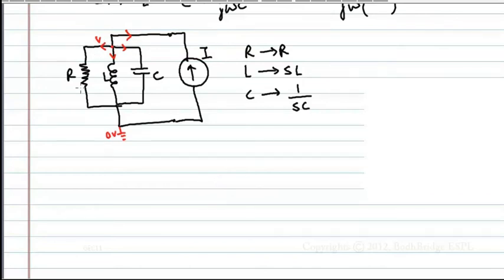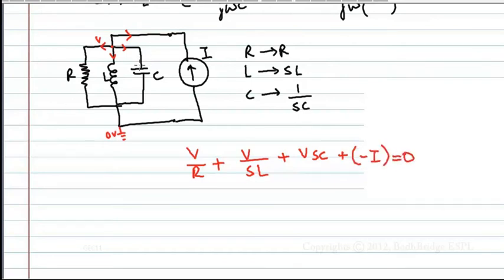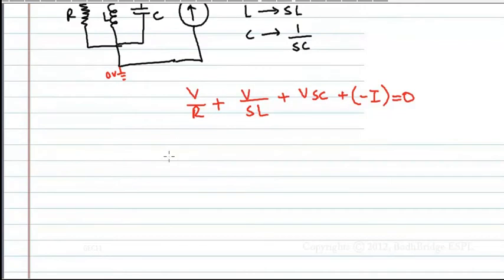The current leaving through R is V by R, plus V by SL, plus V into SC. The current is coming in, therefore leaving is minus I, equal to 0. Don't write directly leaving plus leaving plus leaving; you may get confused in other cases. Always use the procedure that the sum of leaving currents equals 0. Therefore I is V into 1 by R plus 1 by SL plus SC.